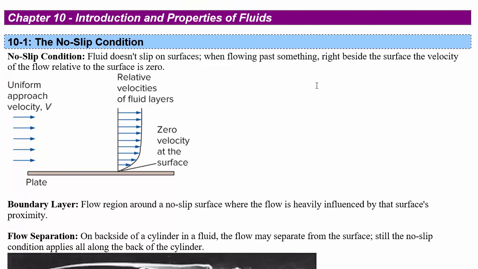So the first part is Introduction and Properties of Fluids. This is chapter 10. And although it's chapter 10 and called Introduction to Fluids, that's because the first half of the book has some other great stuff that you probably did in Engineering Physics 2 NE3. We're going to pick up from where that course left off. 10.1 is the no-slip condition.